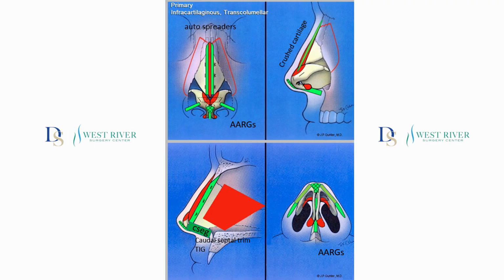We performed high-low to high osteotomies. We performed auto spreader flaps from the upper lateral cartilage, folding these in. We placed some crushed cartilage and fat overlying the dorsum. A judicious cephalic trim. We placed articulated alar rim grafts here. In the rims, we excised or gently trimmed the mediocrural feet.